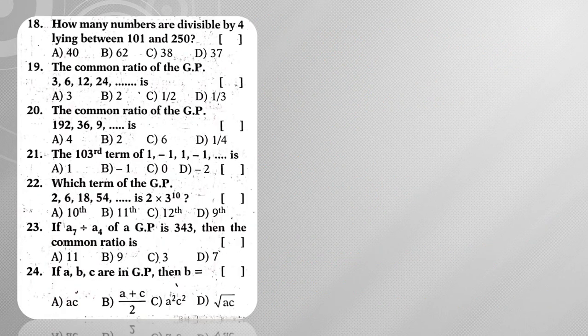Next, how many numbers are divisible by 4 lying in between 101 and 250? And already we know the divisibility rule of 4. If the last two digits are divisible by 4, then we can say it is divisible by 4. That means the first number will be 104, and the next number which is divisible by 4 we will get after 4 numbers, that is nothing but 108.